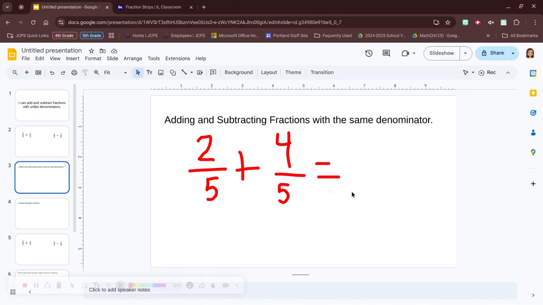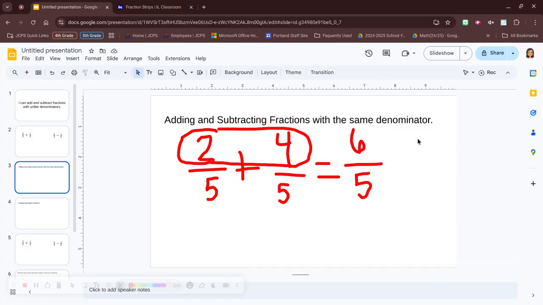If my denominators are the same, I'm dealing with the same size pieces, I can put these pieces together. So I'm going to add my numerators. 2 plus 4 is 6. My denominator will stay the same. 6/5 is the correct answer. Now, the only difference is that this is greater than 1 whole. How many pieces are in the whole? 5, because our denominator tells us that.